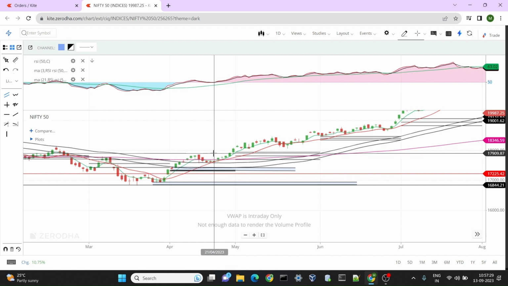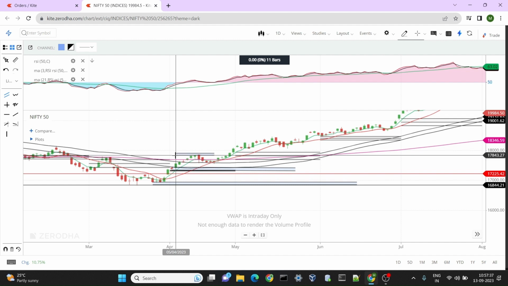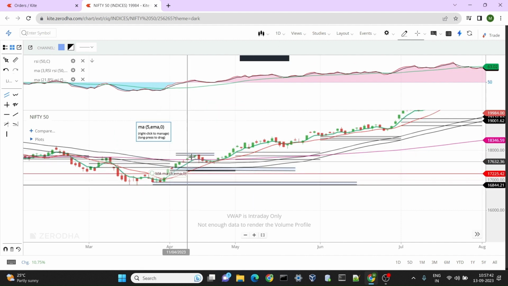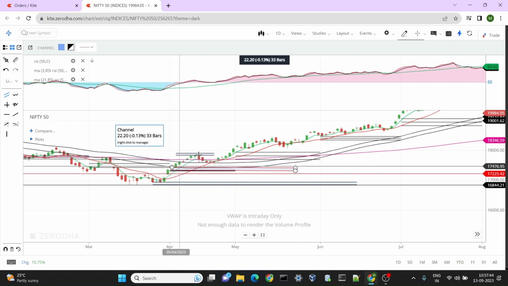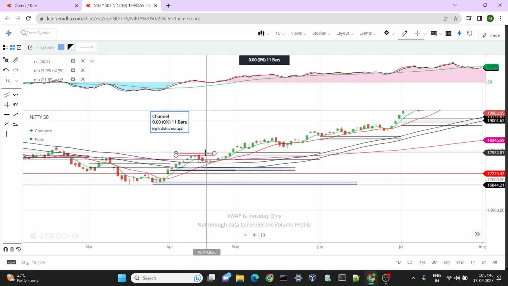Okay, so this is our 17,900 max target. This is the main target, with a 50 points buffer, and in the first move itself we have achieved our target of 500 points. Okay, here also it is a profitable trade. So this is a very simple strategy.